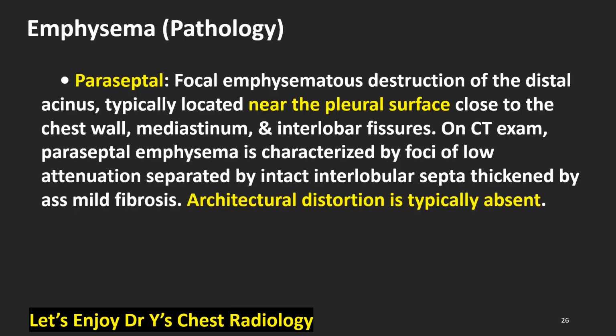Emphysema, paraseptal: focal emphysematous destruction of the distal acinus, typically located near the pleural surface, close to the chest wall, mediastinum, and interlobar fissures. On CT exam, paraseptal emphysema is characterized by foci of low attenuation, separated by intact interlobular septa, thickened by associated mild fibrosis. Architectural distortion is typically absent.